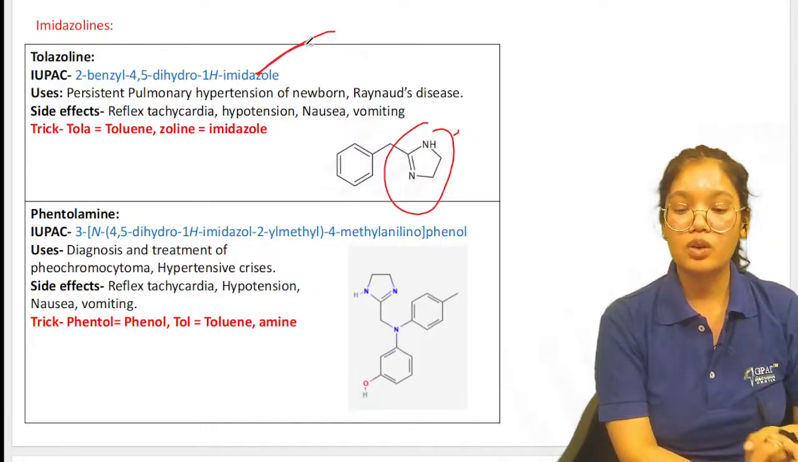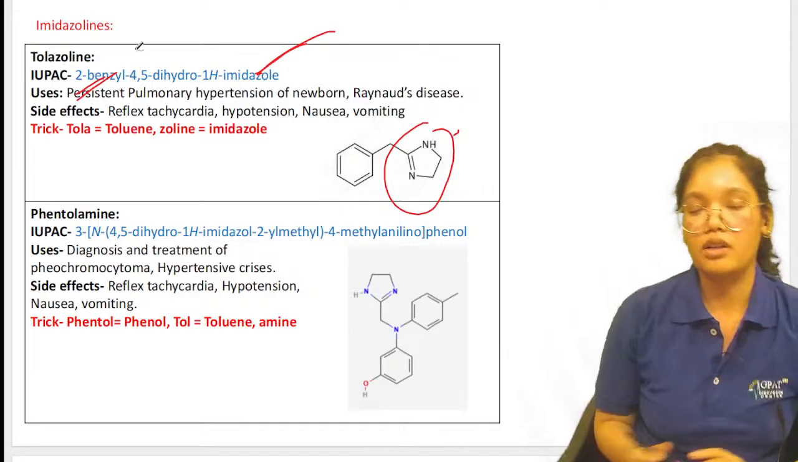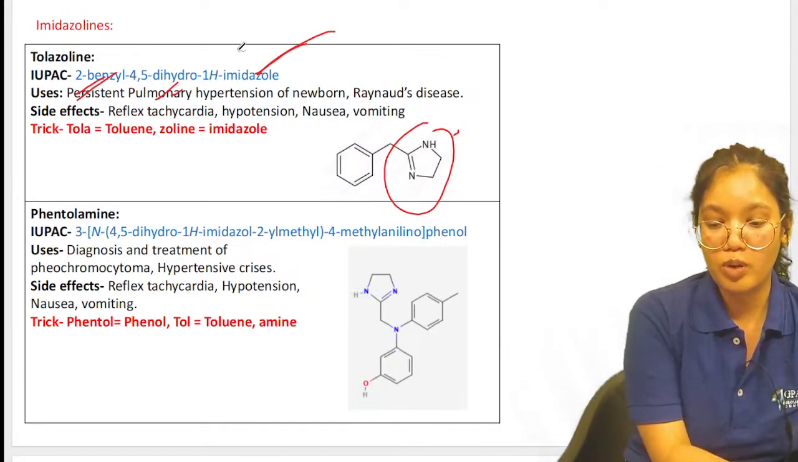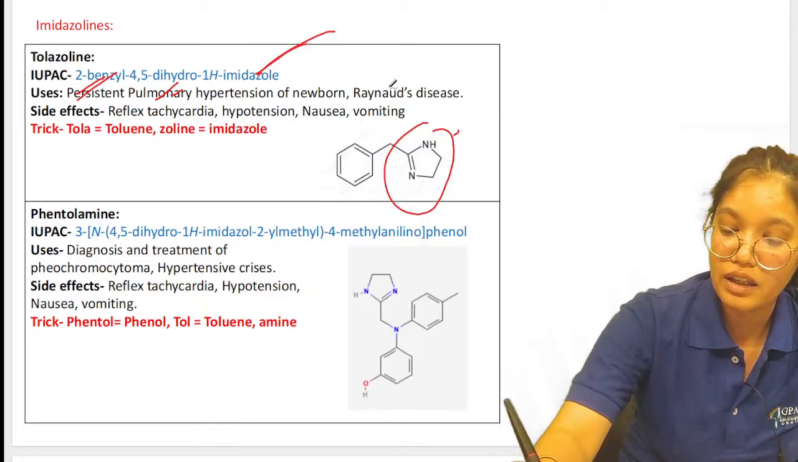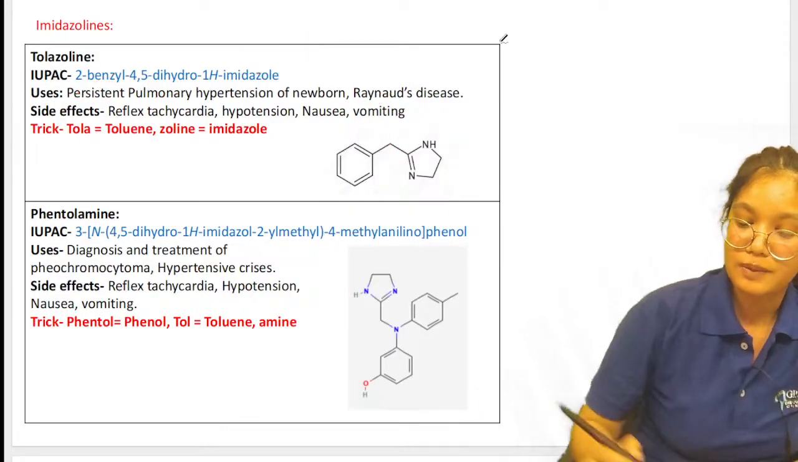Now this tolazolin has a use in persistent pulmonary hypertension of the newborn. Now the use of that is in the pulmonary hypertension of newborn we can use it, and in the Raynaud's disease. Okay. Now what is this Raynaud's disease?